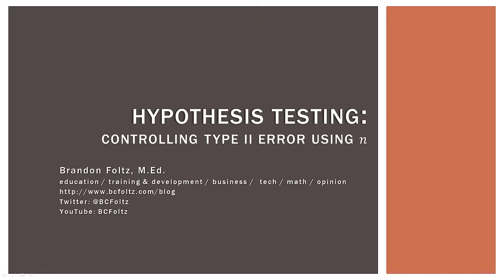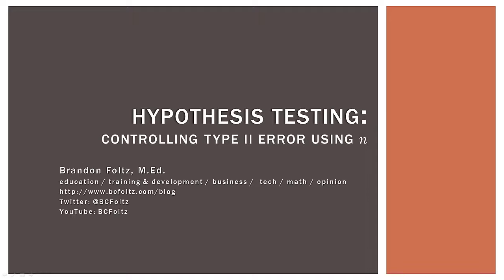Now, we really haven't talked about how to control type 2 error. And remember, that's when we fail to reject the null hypothesis, but we should have. So again, sort of the opposite of type 1 error. The reason we haven't talked about controlling type 2 error is that doing so is much more complex than type 1, where we just say what it is. So type 2 error really involves several moving parts.